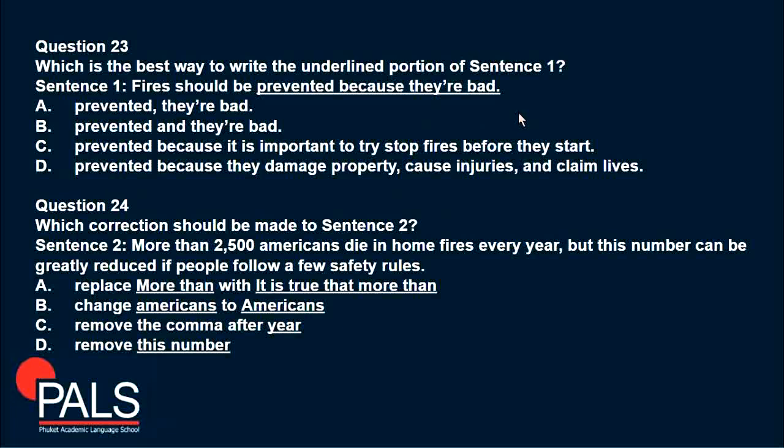Question 23. Which is the best way to write the underlined portion of sentence 1? Fires should be prevented because they are bad. So, take a look at that question and let me read question number 24. Which correction should be made to sentence 2? More than 2,500 Americans die in home fires every year. This number can be greatly reduced if people follow a few safety rules. Now pause your screens and have a few minutes to think about the questions.